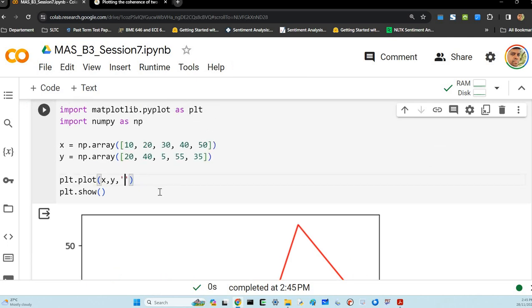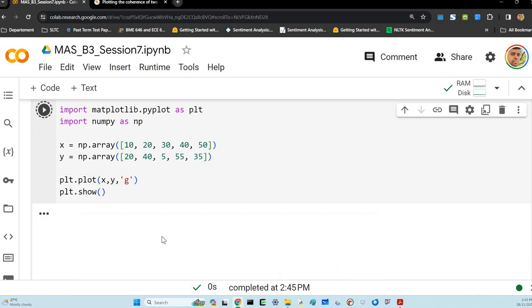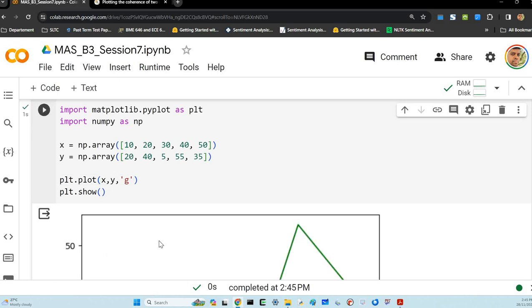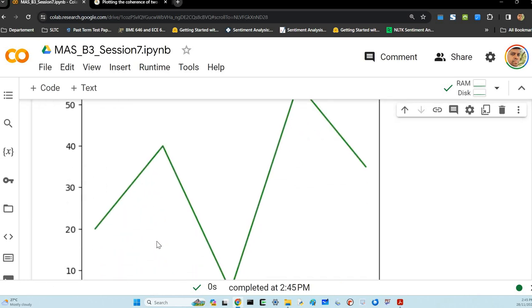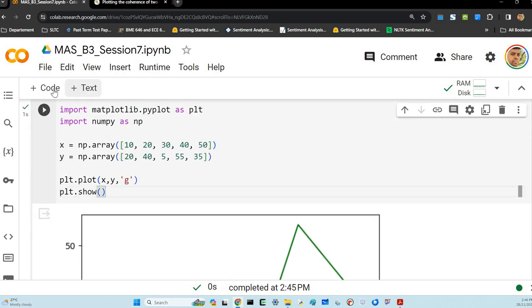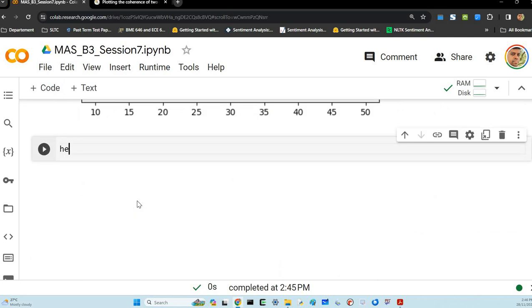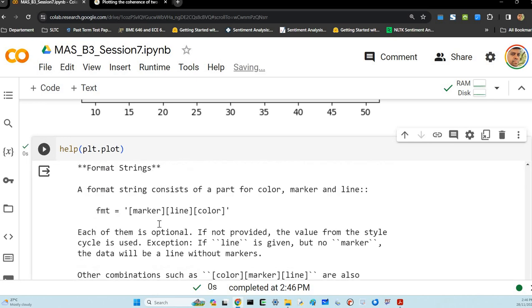If you put G, the color will be green. Yes? If you need more information, what you should do, just type help plt.plot, and if you go down, yes, it will list all possible combinations of the values. So what I have given you is only the color. So everything is here, right?